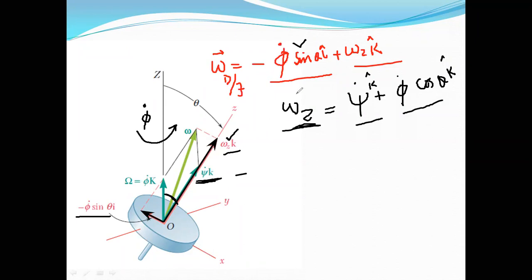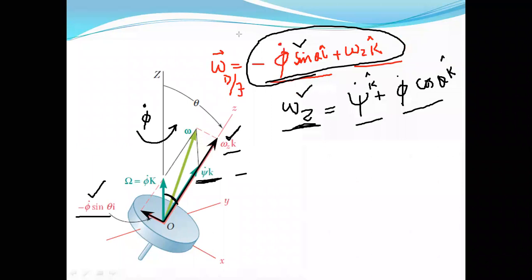So if you look at the omega vector from this equation, it has two components: minus phi dot sine theta, that is here, and one more component, omega z k cap, that is here. So by the parallelogram law of vectors, as far as the resultant angular velocity is concerned, this is very, very important. The resultant angular velocity should be along the diagonal of this parallelogram, that is here.